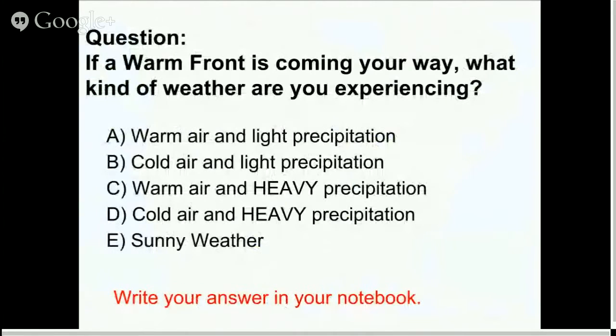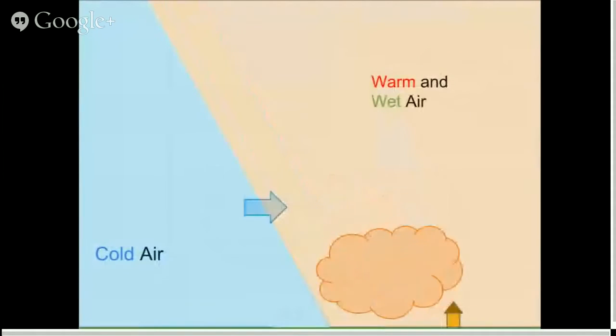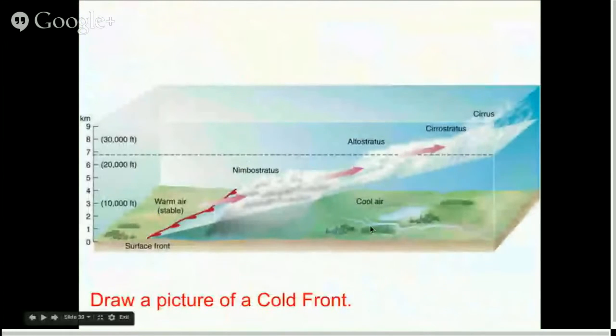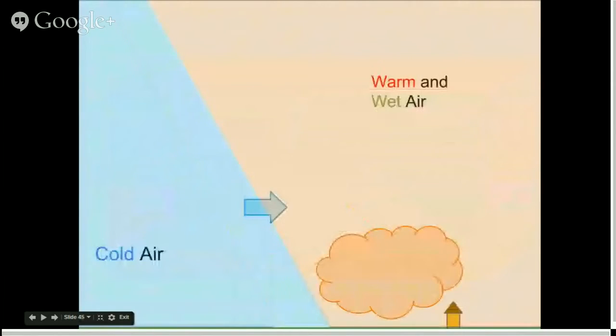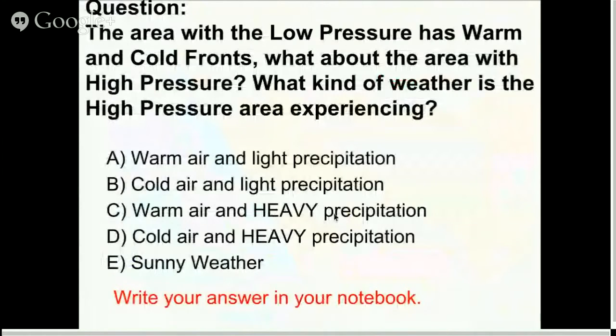Okay, the correct answer to this is, go back to our warm front. So if you are out here, so the warm front's coming, it's not here yet, and you're out here, you might be experiencing rain or cold air. So light rain and cold air is the correct answer. Cold air and light precipitation would be B.